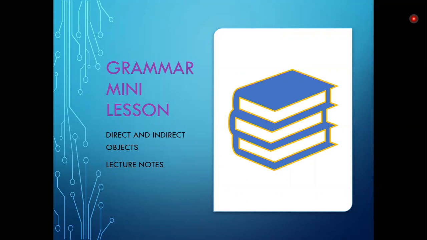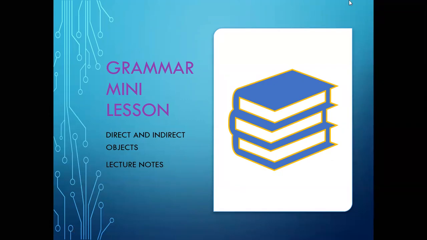So today we are going to start our grammar mini lesson. It's a mini lesson because it's very small. There are some lecture notes which I want you to understand and then practice. It will help you a lot. So our grammar topic is direct and indirect objects. As you can see over there, direct and indirect objects.